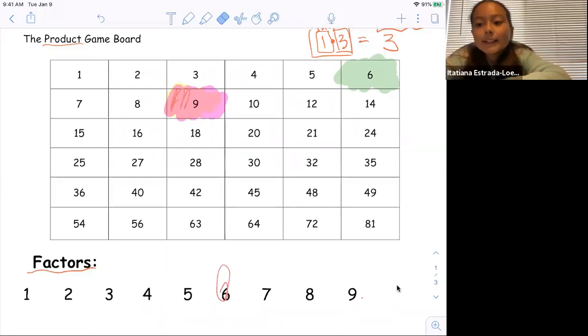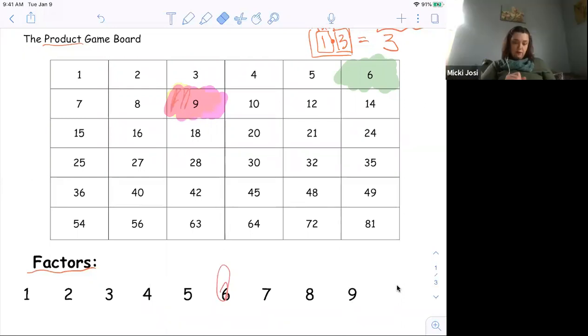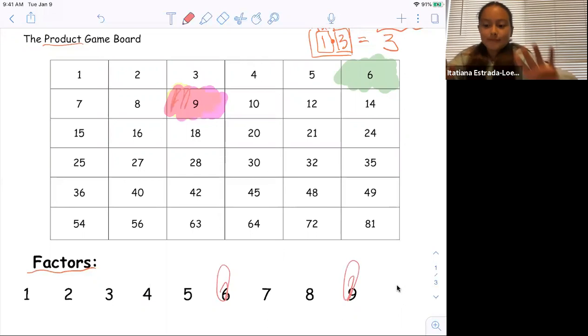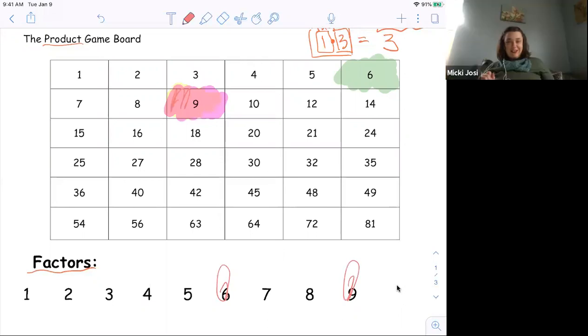9. At 9. Okay, so then now you have 6 times 9, and what's 6 times 9? That's a hard one. Oh, good, you know this on your fingers. Show us how you do that.